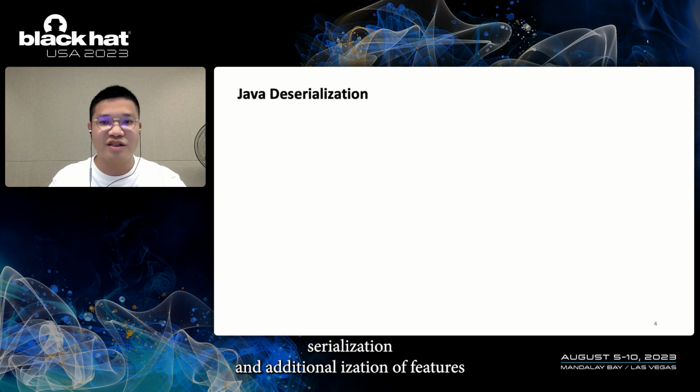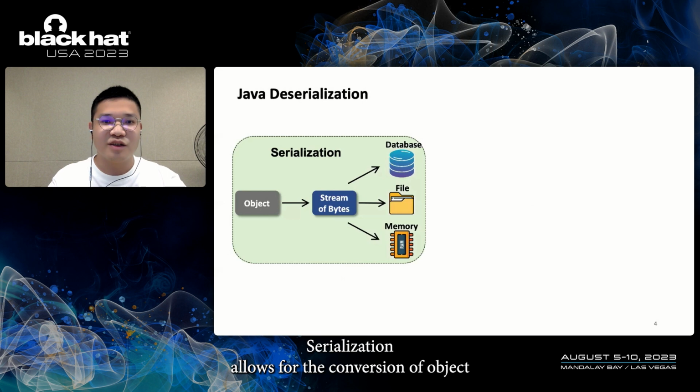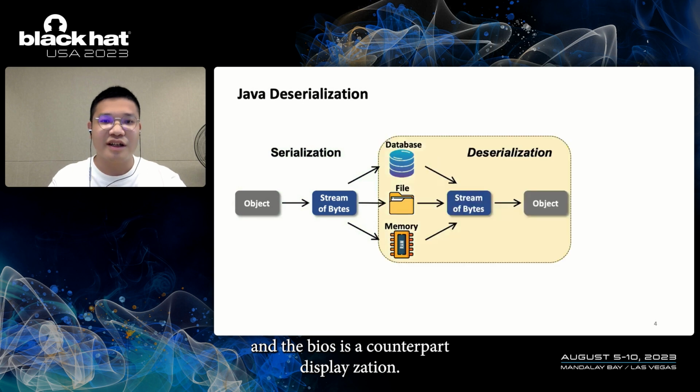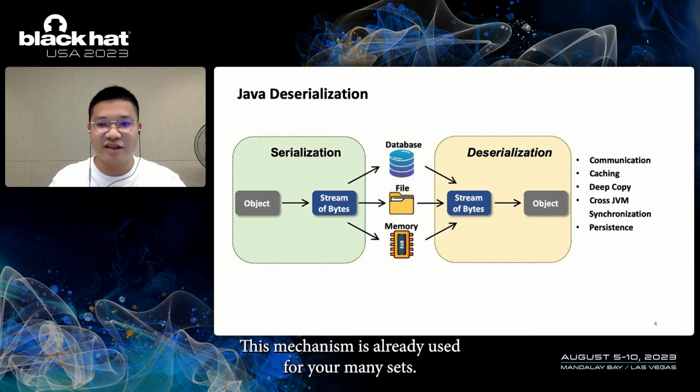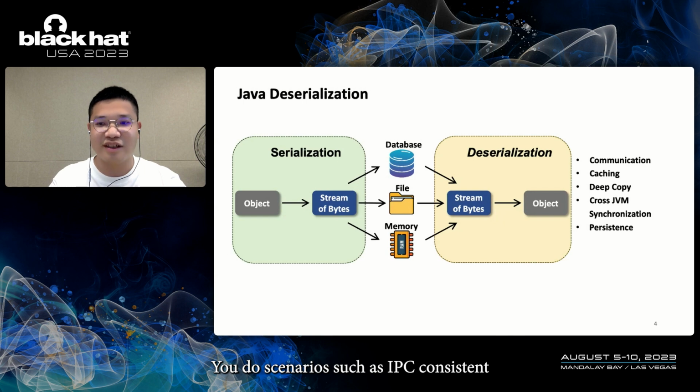Serialization and deserialization are features present in many programming languages. Serialization allows for the conversion of objects in memory into a stream of bytes. These bytes can be stored in memory, databases, and files. Its counterpart, deserialization, reconstructs an object from a serialized byte stream. This mechanism is very useful in many scenarios, such as RPC, persistence, and cross-process data transmission.